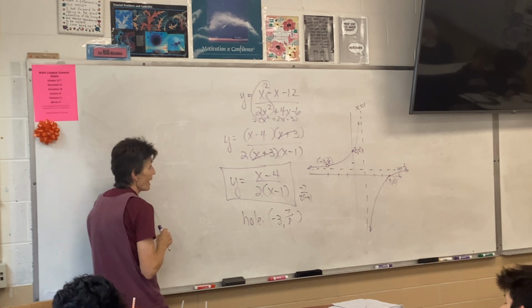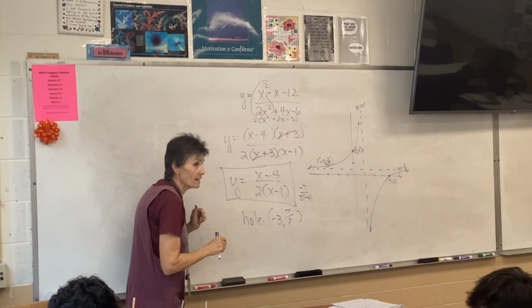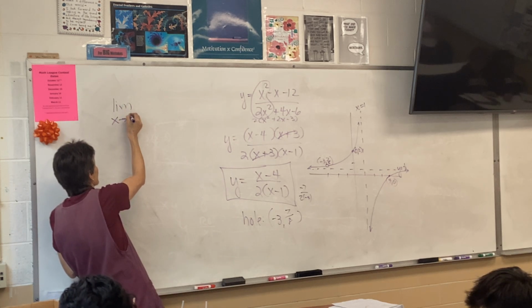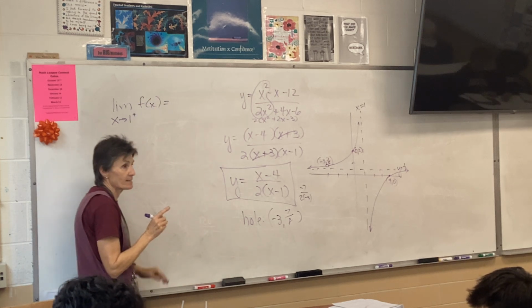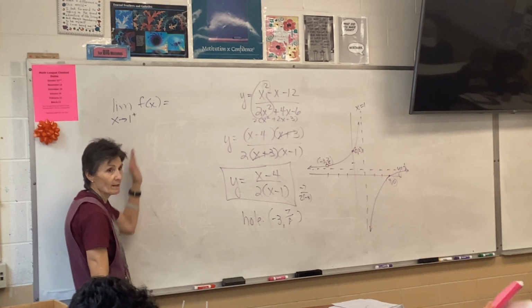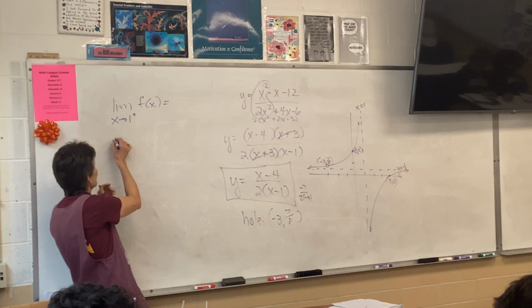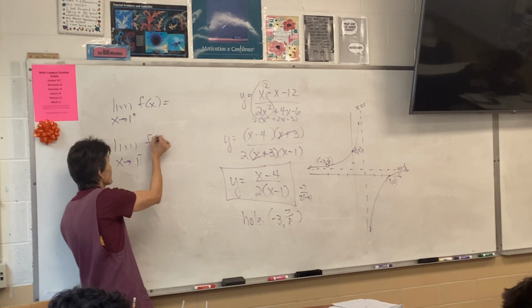So I have one asymptote at x equals 1. What is the limit as x approaches 1 from the right? Now on test day, I'll have this written out for you, okay? You won't have to write this out. I was just lazy. And then x approaches 1 from the other side.